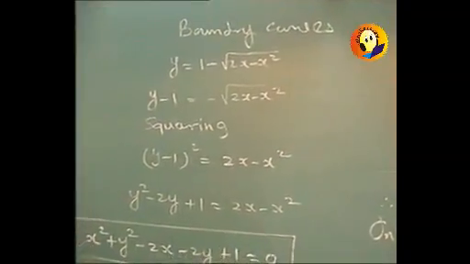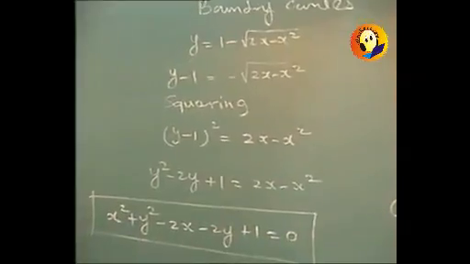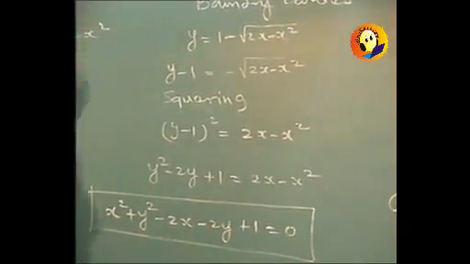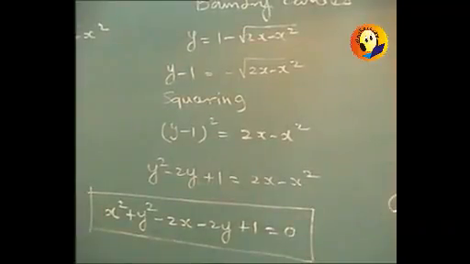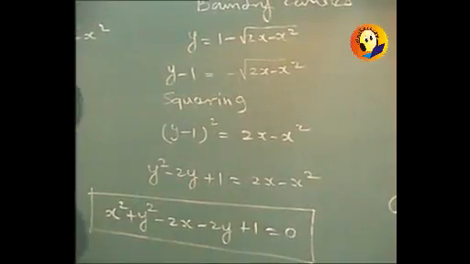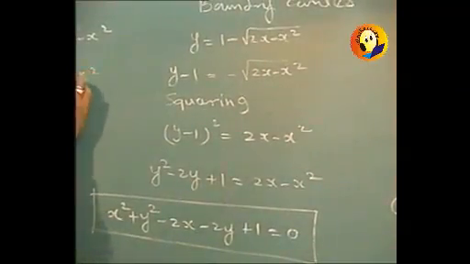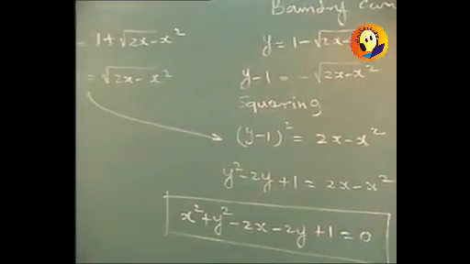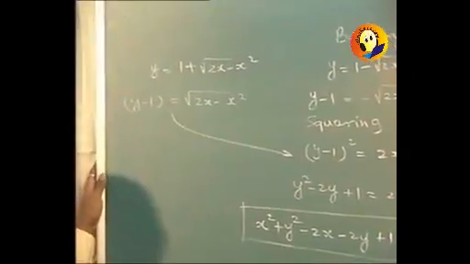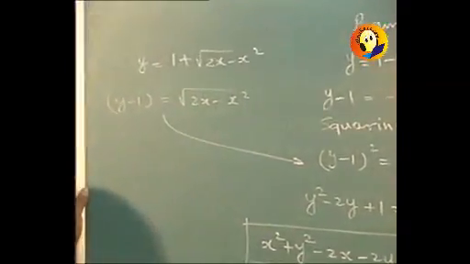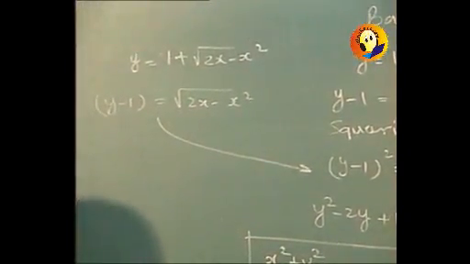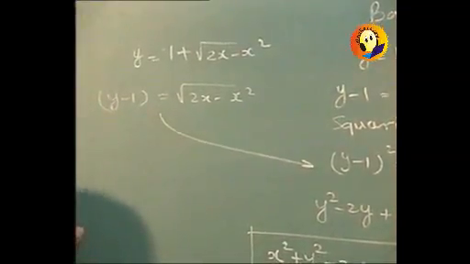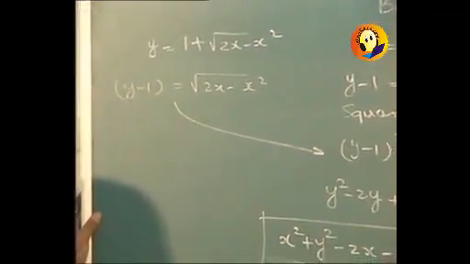When we think of the second curve, which is y equal to 1 plus under root 2x minus x square, it will be again y minus 1 equal to root of 2x minus x square, and will come down to the same curve. That means limits of y are taken on the same curve. What is this particular curve? This curve is a circle having center at 1, 1.